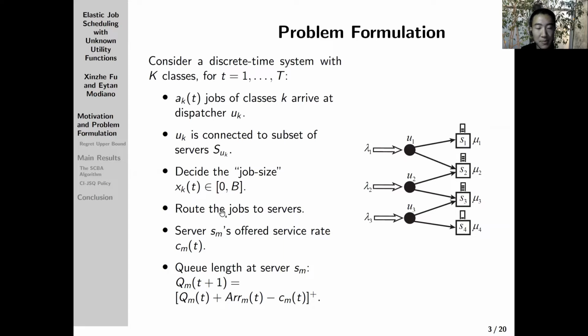For each server s_m, its offered service rate at time t is denoted as S_m(t). Based on this definition, we also define the queue length or the workload of server s_m at time t to be evolving as this recursion, where the variable A_m is the total incoming workload to server s_m.